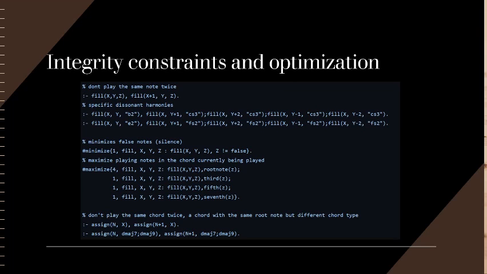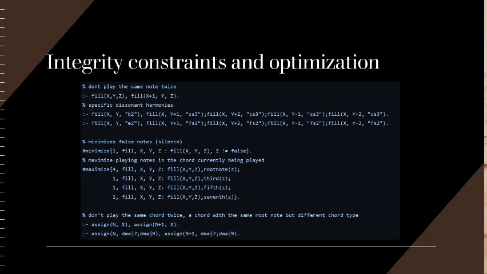After this, we implemented a list of integrity constraints. The first one was used to ensure that the same note was not assigned twice in a row. The second one was used to make sure that a clash did not occur between notes at the same time. Furthermore, the next set of integrity constraints were used to make sure the same chord is not played twice, and also the same root chord is not played sequentially.